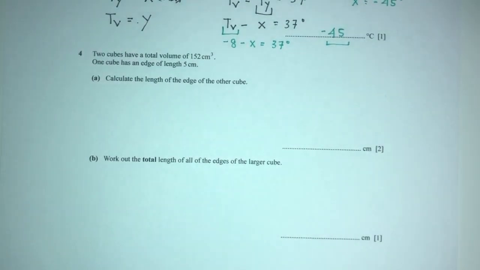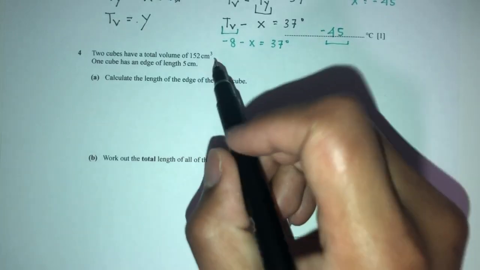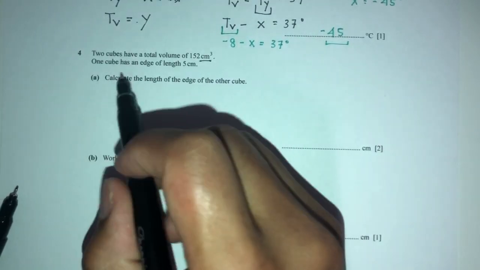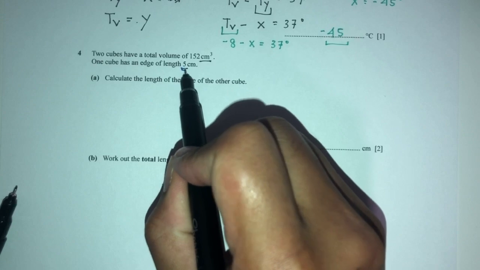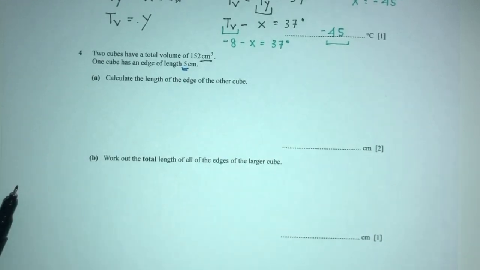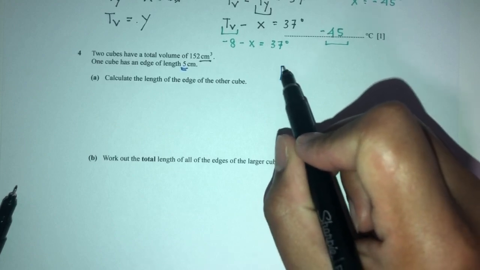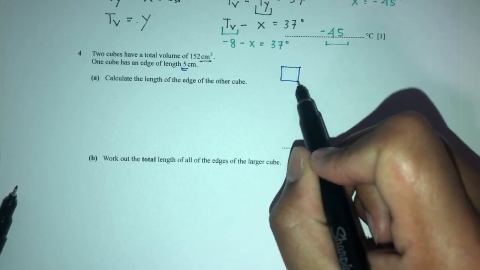So here we have two cubes with a total volume of 152 centimeters cube. This is the total volume. Okay, one cube has an edge of length 5. Now we also have to understand what is the shape of a cube. The cube is something like this, right? So it has equal sides.